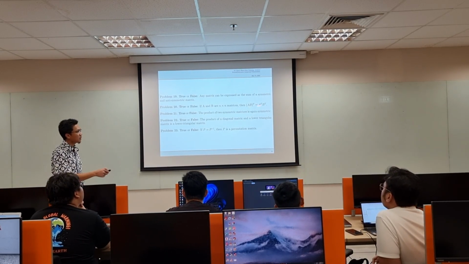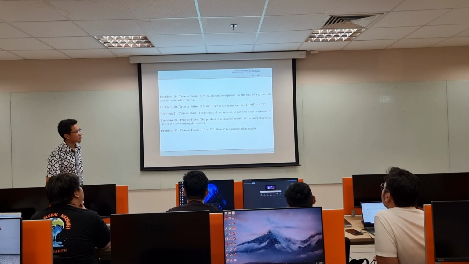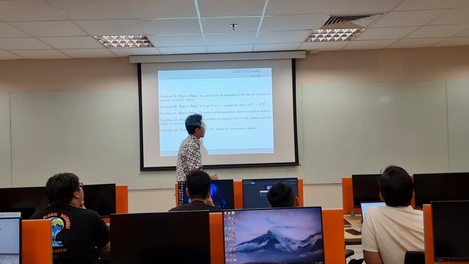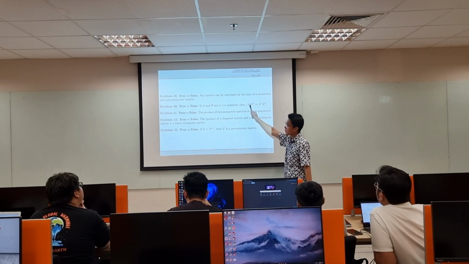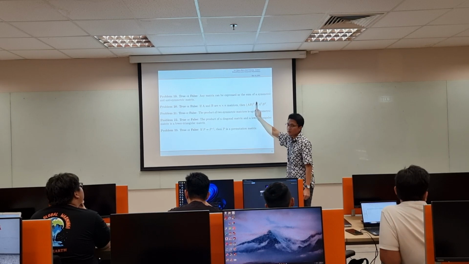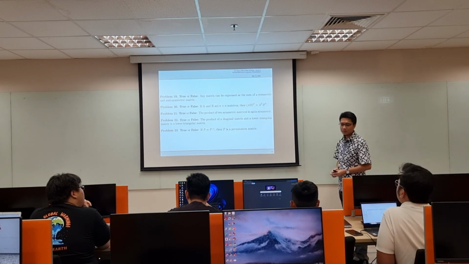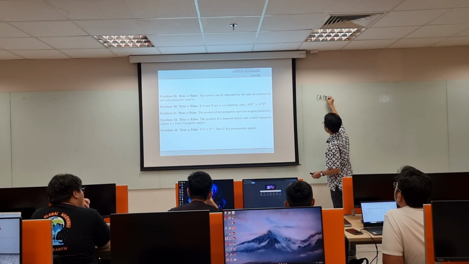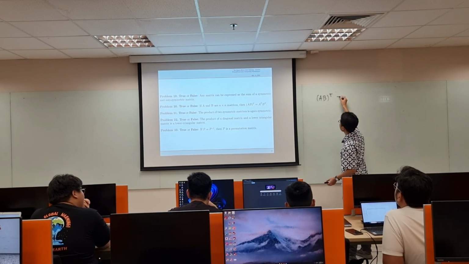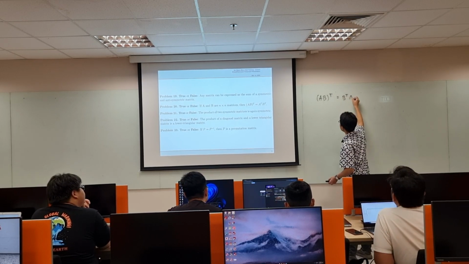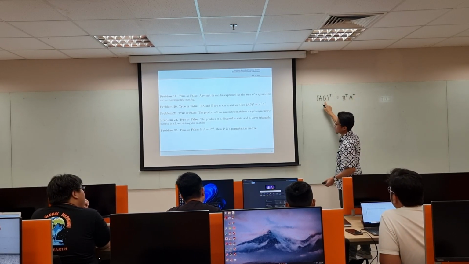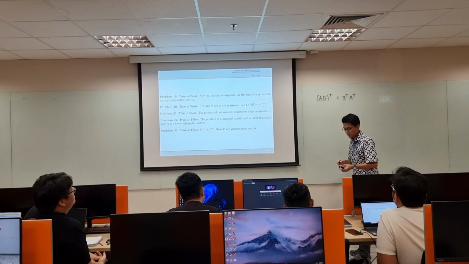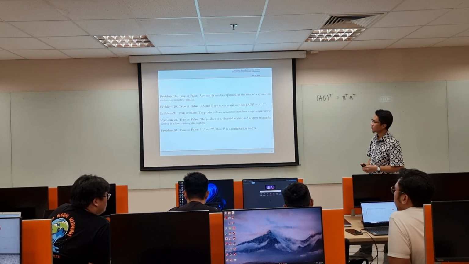Is it true that (AB) transpose is equal to A transpose B transpose? The answer is false. This problem is only telling you that if you have a product and then you transpose it, then it becomes like this. So the second matrix becomes the first one when you transpose it. So it's false.